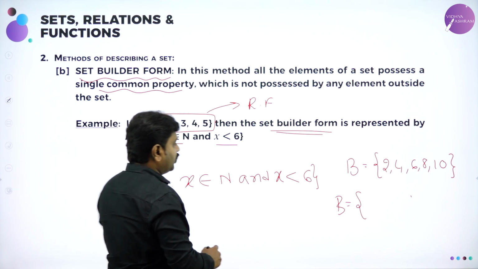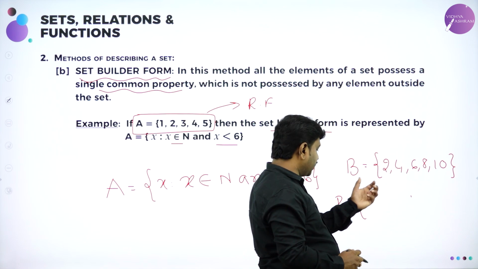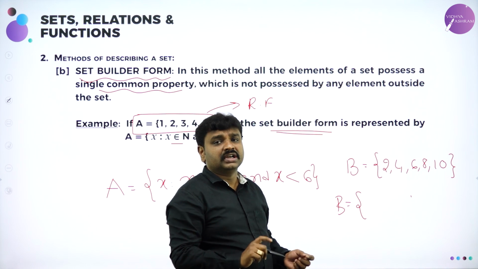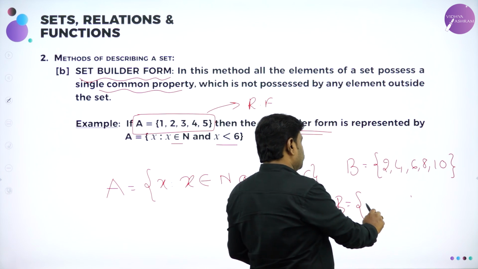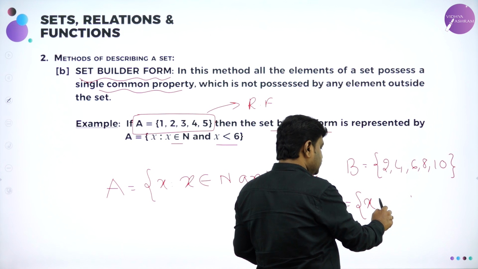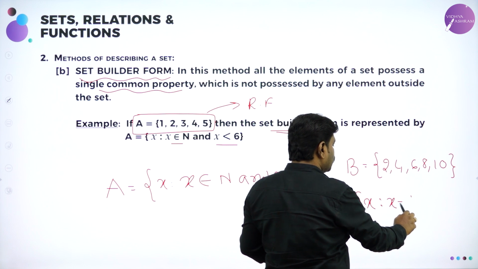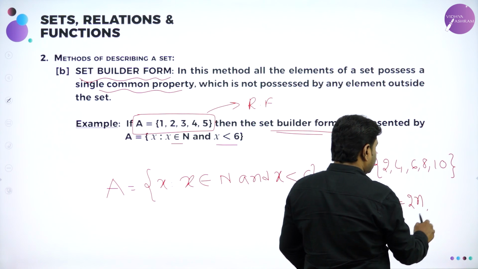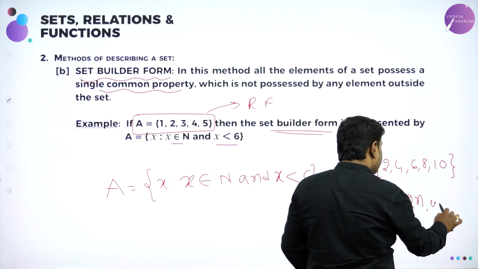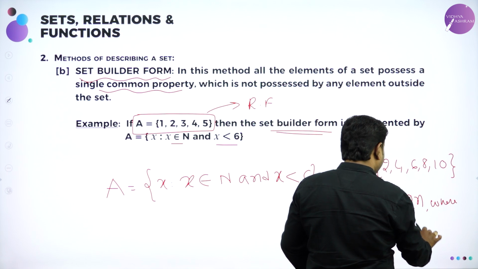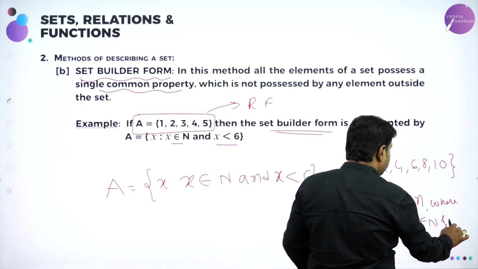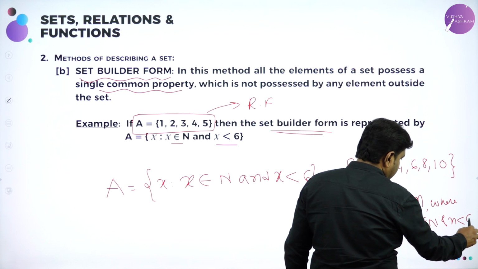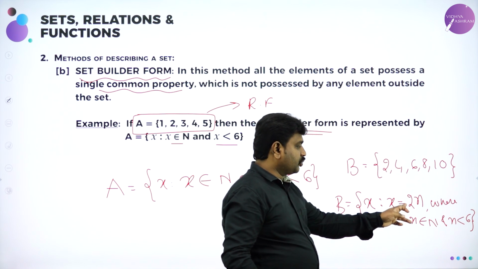I should not write the elements 2, 4, 6, 8, 10. I am writing in set builder form. In set builder form, we should not write the elements. In spite of that, we should write the characteristic of the element. So B is equal to X such that, we read this as, X is equal to 2 times N, a multiple of 2, where N belongs to natural numbers and N is less than 6.